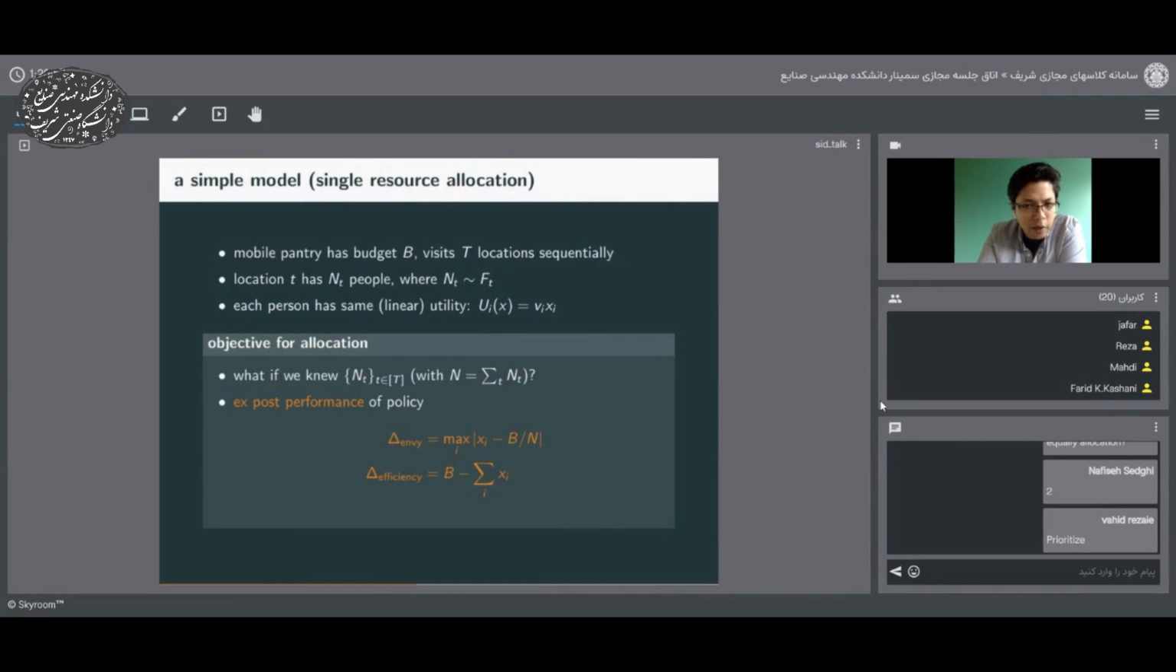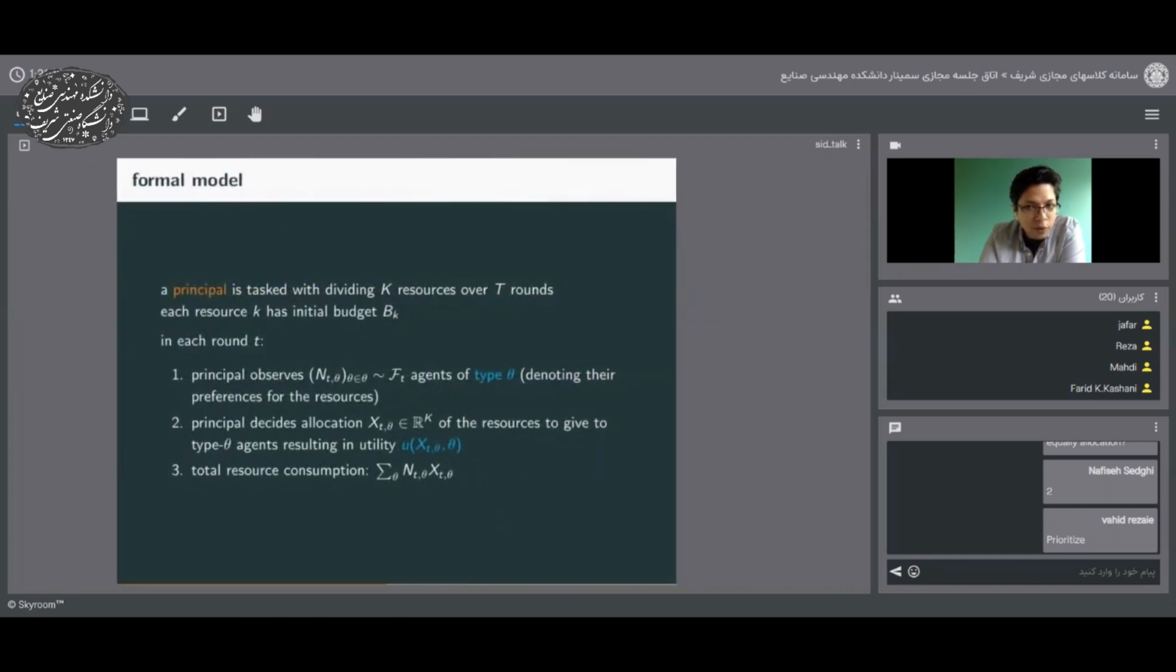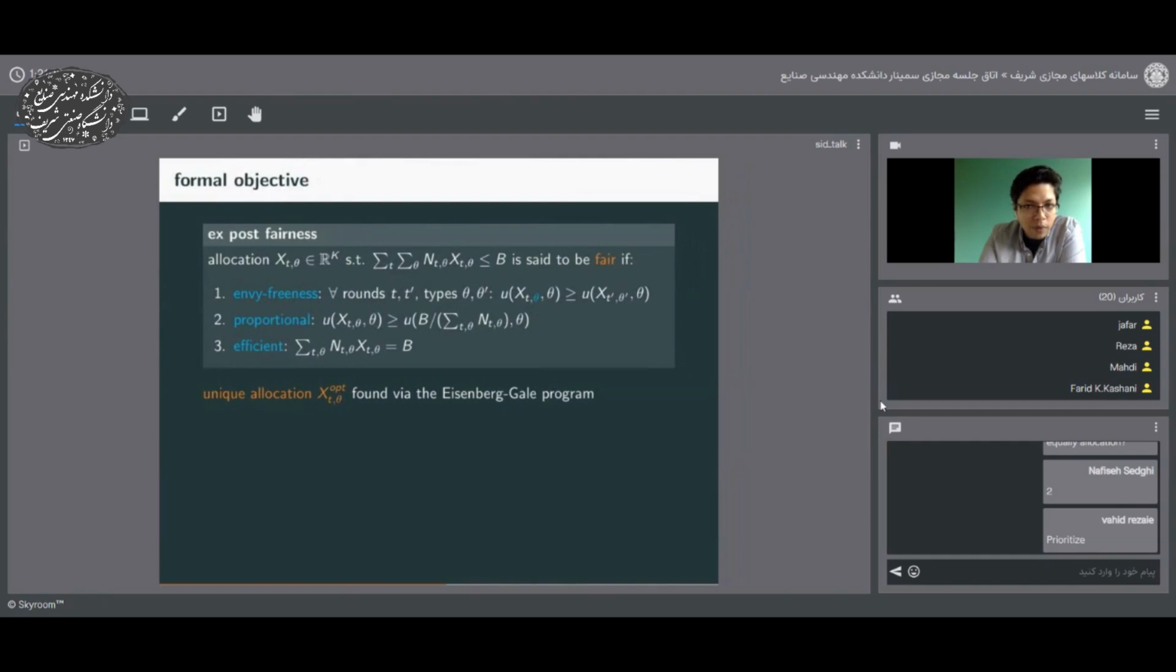Even minimizing delta NV is tricky because I don't know B over N. If I knew N, then the policy is easy, but I don't know N. So I need to somehow guess what it is, and my guess keeps evolving over time.